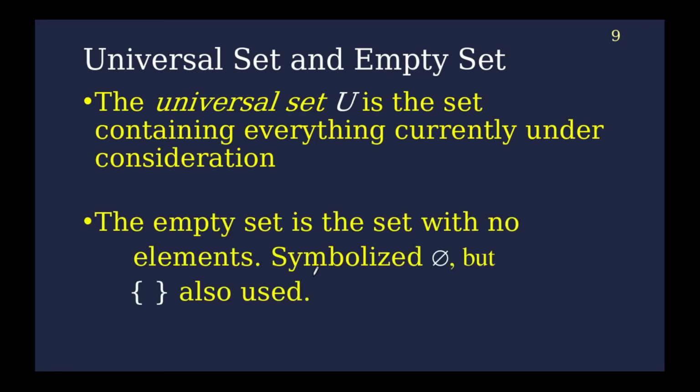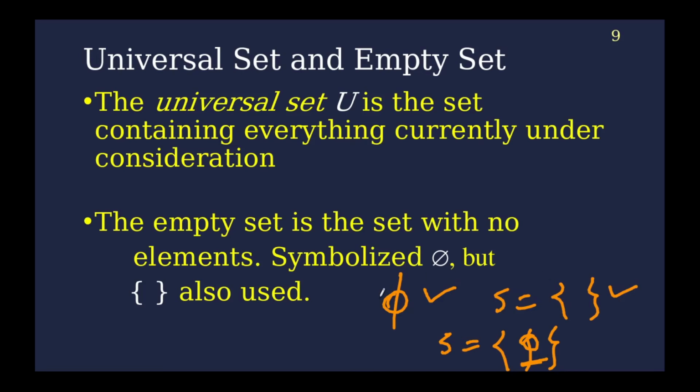The empty set is the set with no elements, symbolized as phi. But this symbol is also used. For example, the empty set is always represented as phi. Or if you want to represent the empty set as S equals to, then this is a representation of an empty set. But if you are representing it like this, then this is not an empty set. This set contains an element which is phi. So the empty set is either represented as this or represented as this.